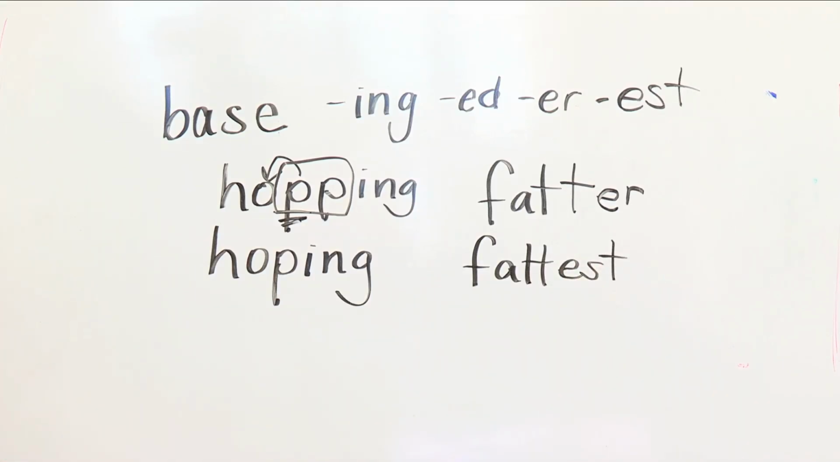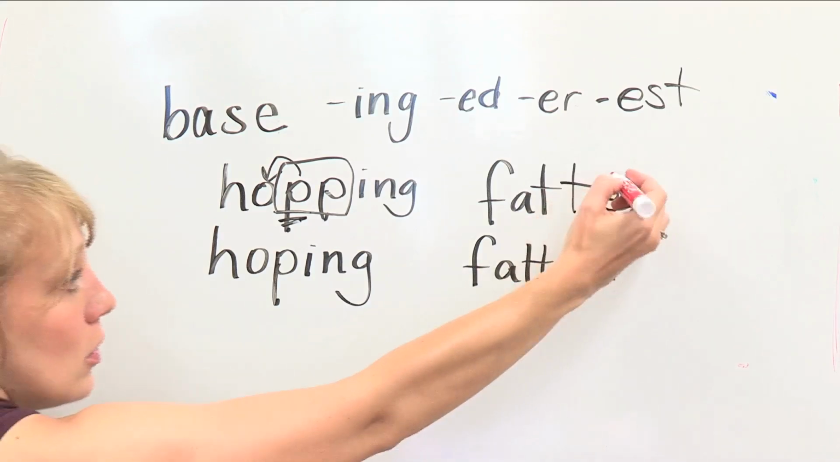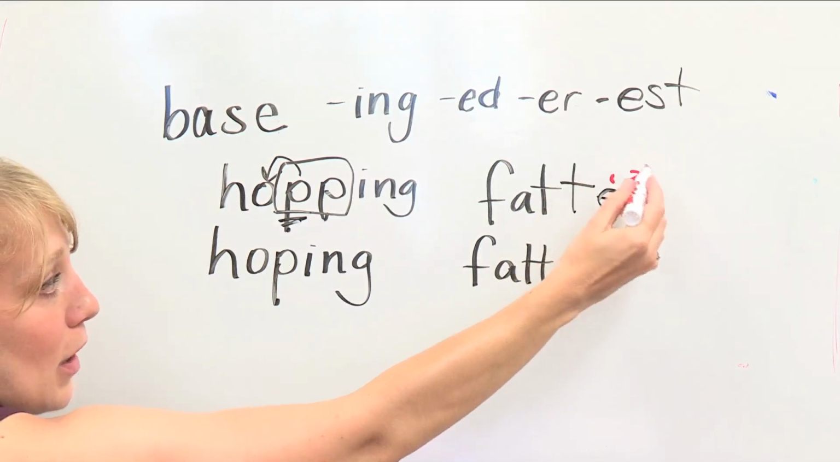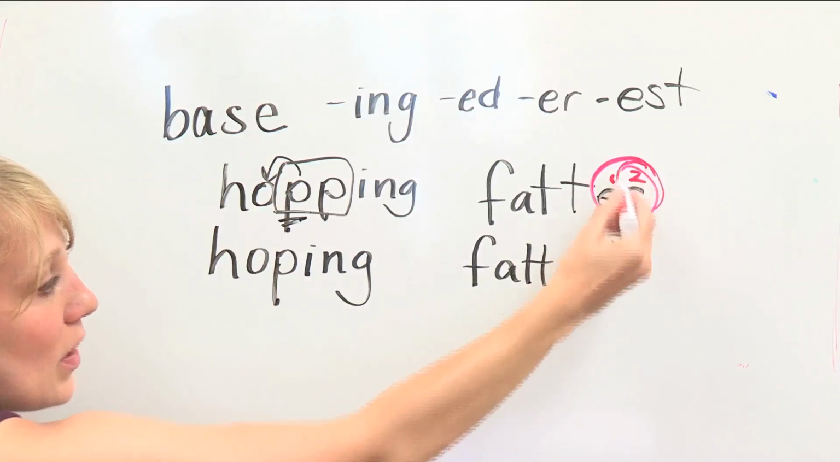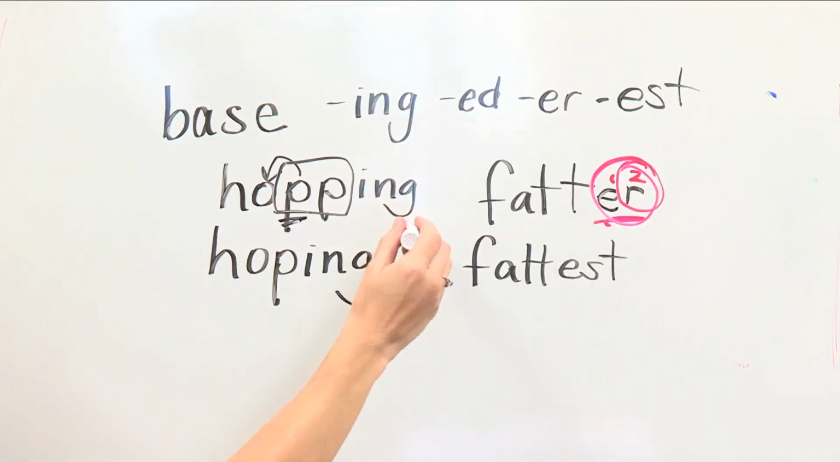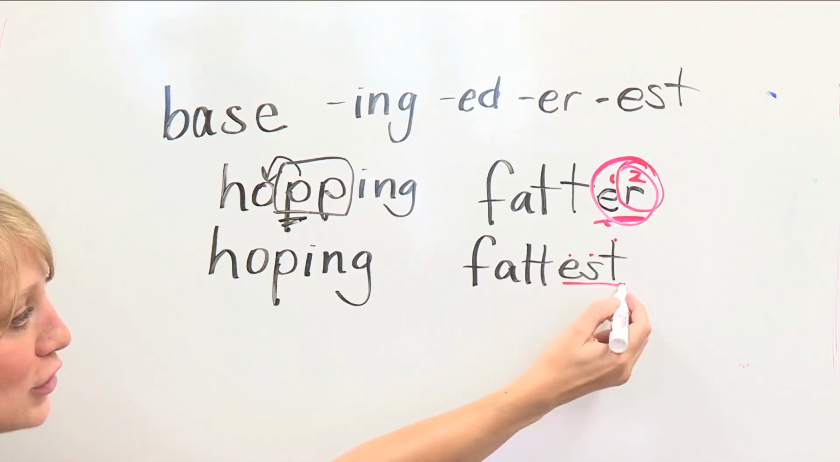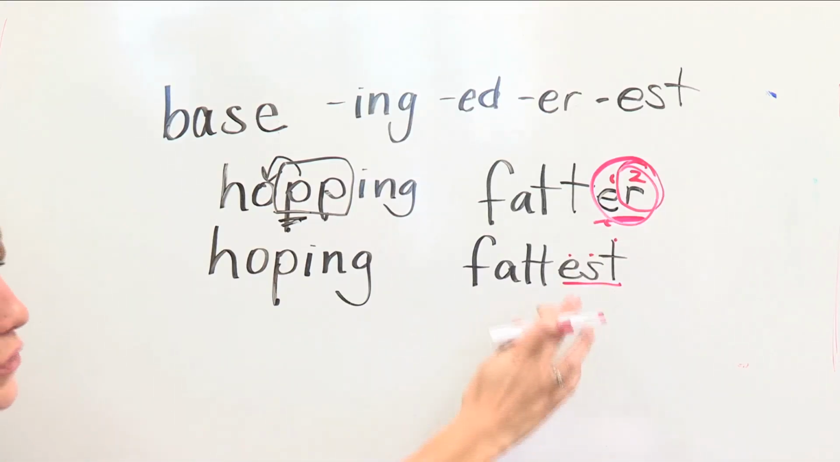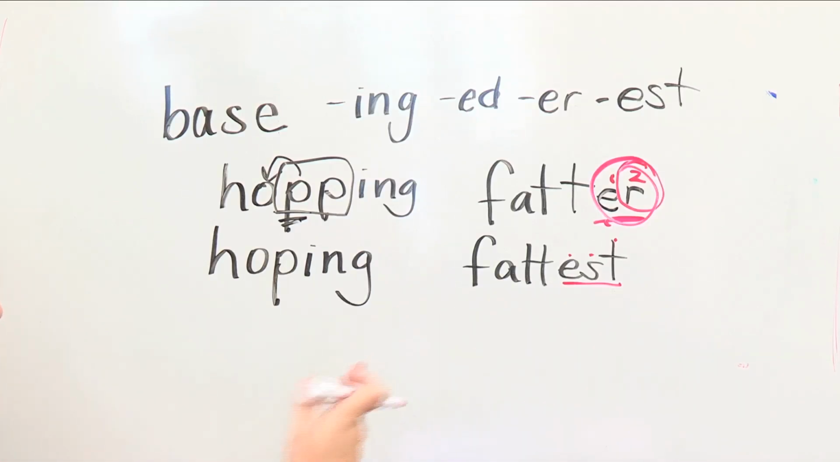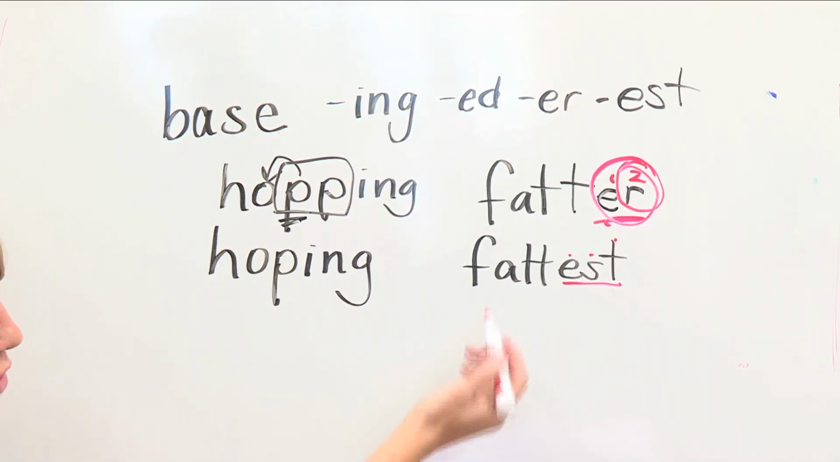Now, one thing that I've taught my students so they understand when to use ER and when to use EST is, ER, if you notice, there's only two letters, E and R. 1, 2. That means you compare two things, because there's two. So ER compares two things. That puppy is fatter than the other puppy. There's two puppies. EST, 1, 2, 3, there's three. So for 3 or more things, you use EST. That puppy is the fattest of all. So once again, the same doubling rules apply, and the same dropping E rules apply as well.